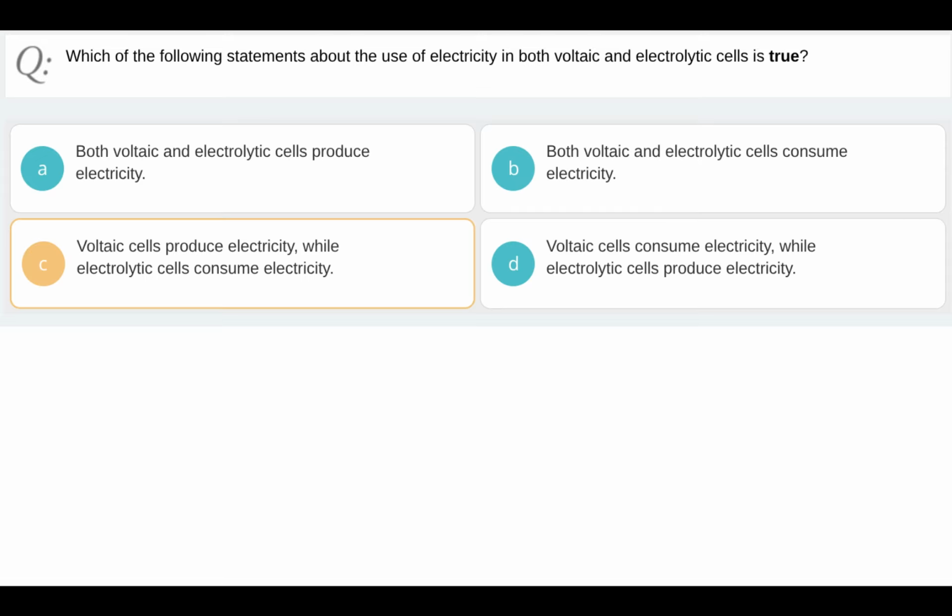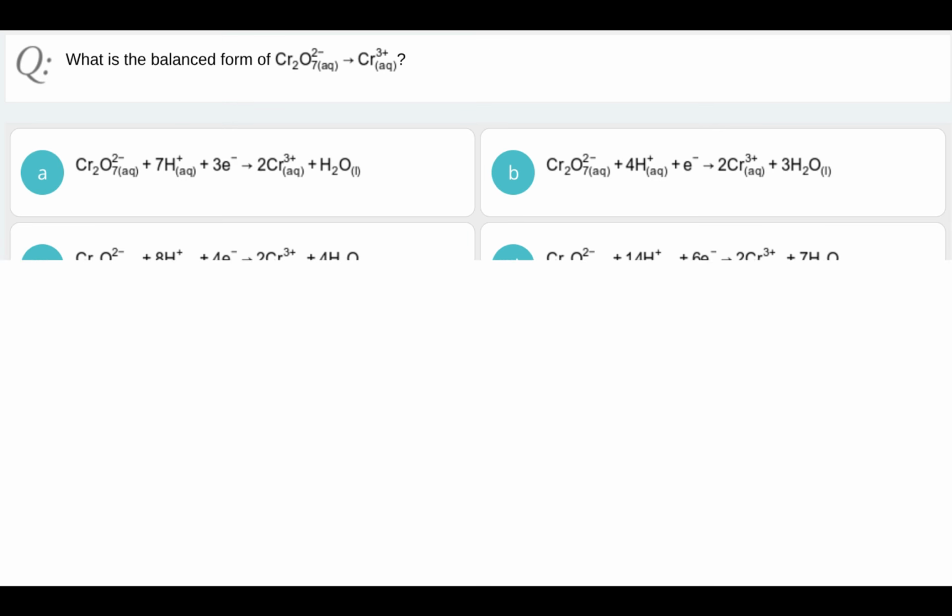Voltaic cells use chemical energy to produce electrical energy, and electrolytic cells use electricity to produce chemical energy, and that's why the answer is B. This next one is balancing in acidic conditions. So you would have Cr2O7 with a charge of -2, and chromium 3 positive here.